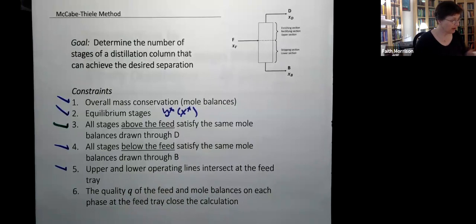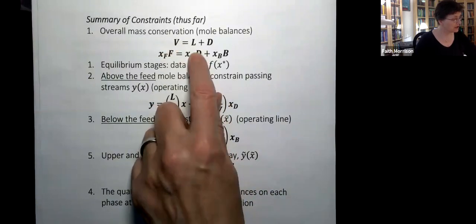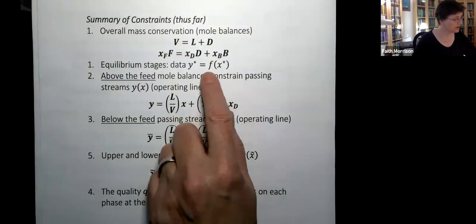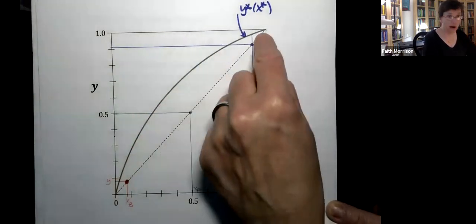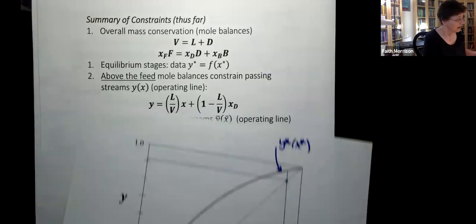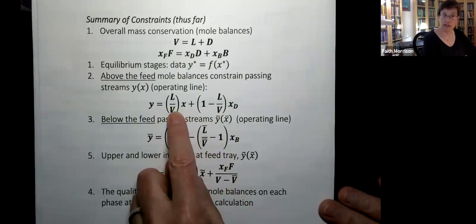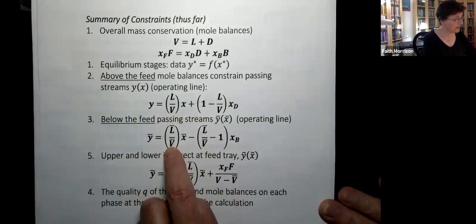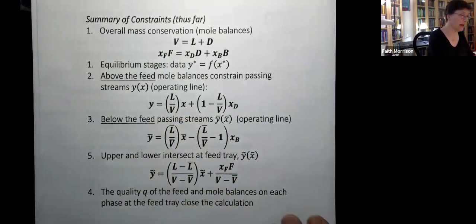So here's a summary of what we've found so far of those same constraints. Relationship between the flow streams. The equilibrium data is given on this XY diagram. Then the operating line equations, which have a slope of, in this case, L over V, which are the liquid and vapor flows in the upper part of the column, and the liquid and vapor flows in the lower part of the column. And then the conditions where the two meet at the feed tray. So we need to talk next about quality.